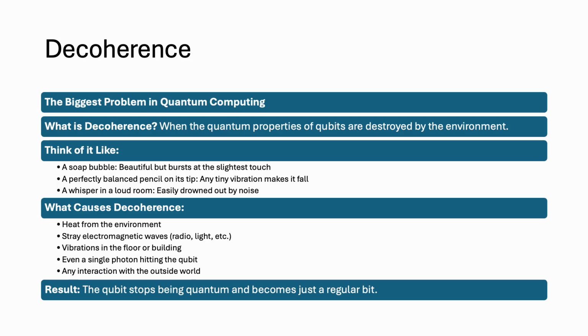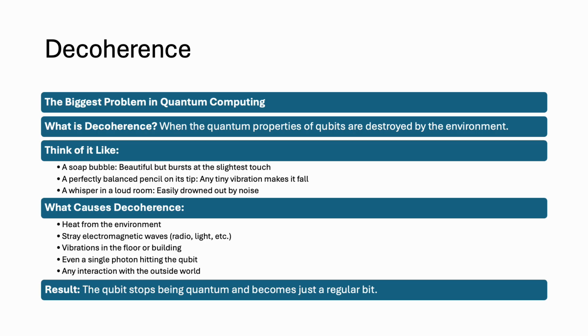Decoherence. Now let's discuss the biggest practical challenge facing quantum computing: decoherence. While entanglement and superposition give quantum computers their power, these quantum properties are extremely fragile. Decoherence is the process by which quantum systems interact with their environment and lose their quantum characteristics, essentially becoming classical. It is like trying to maintain perfect silence in a noisy room. Any interaction with the outside world disrupts the delicate quantum state.